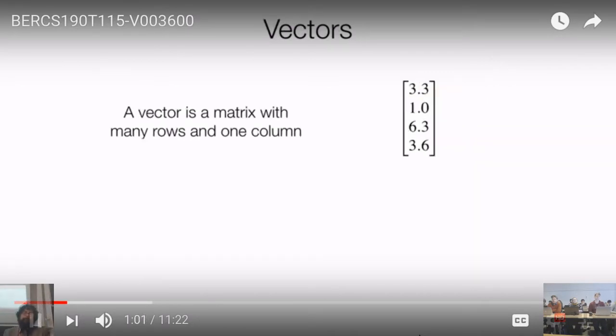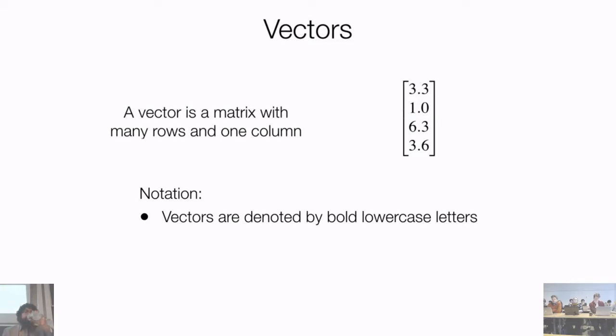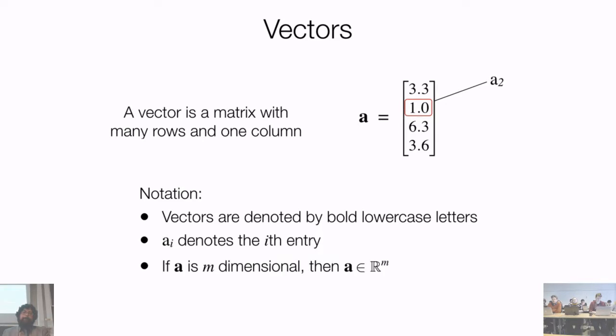Next, let's talk about vectors. A vector is a matrix with many rows and 1 column. We'll denote a vector by bold lowercase letters. So for instance, the vector in the slide is denoted with a lowercase bold a. A sub i denotes the ith entry of a vector. So for instance, a sub 2 denotes the second entry of the vector. If a vector is n-dimensional, then we say that a is in R to the n. In our example in the slide, a has 4 dimensions, so a is in R to the 4.